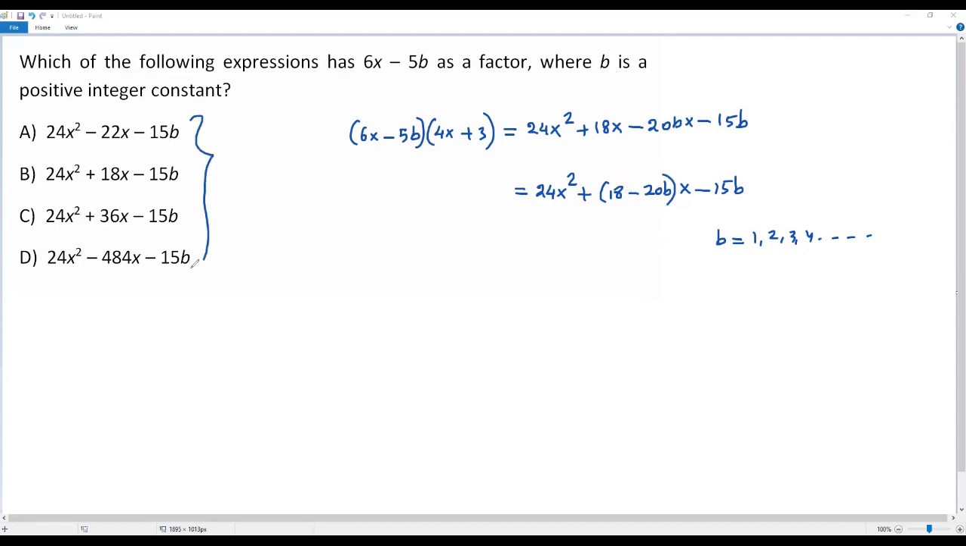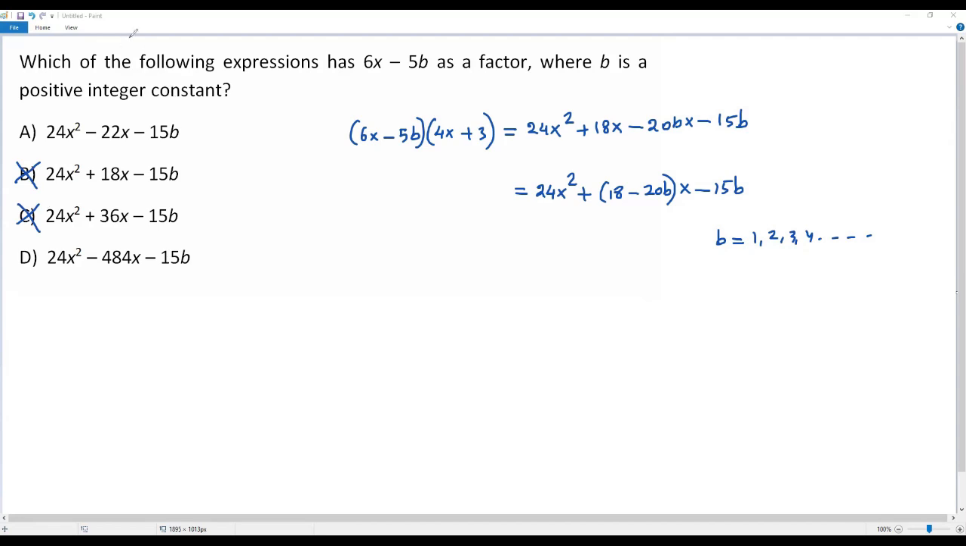When I go over the answer choices, in two answer choices, we have a negative coefficient for x. In answer choice A and in answer choice D. We can reject answer choice B and answer choice C. Which one is correct, A or D?